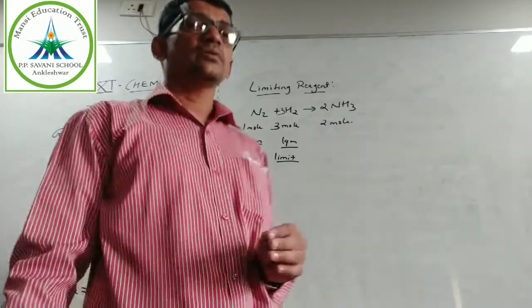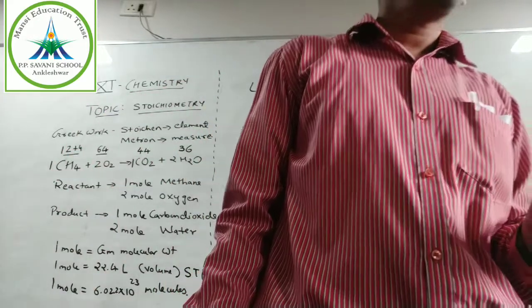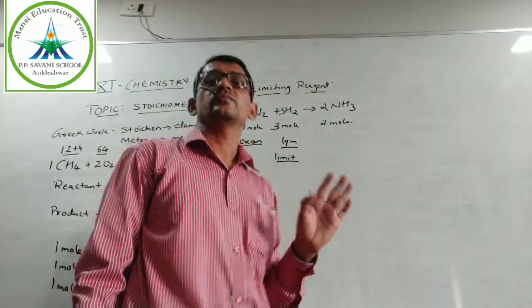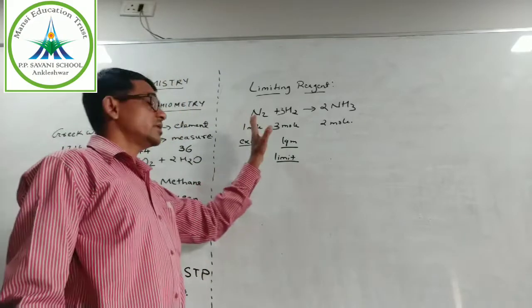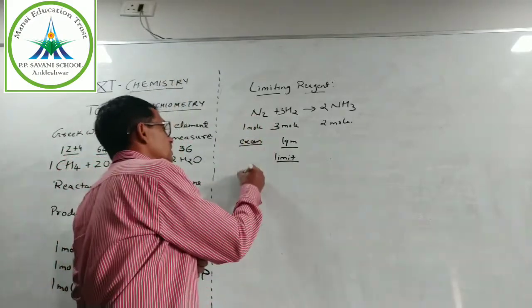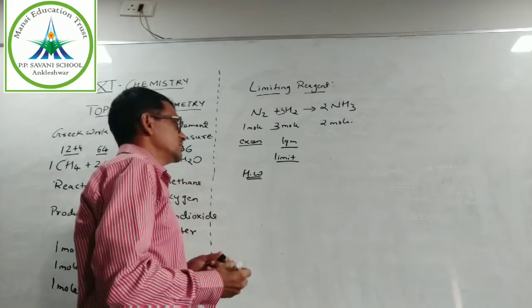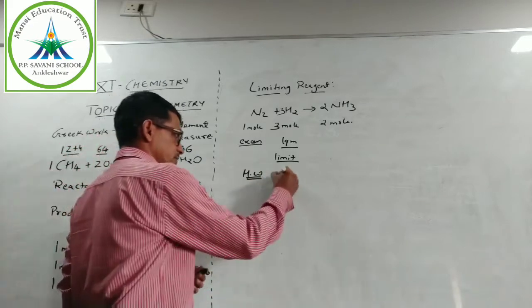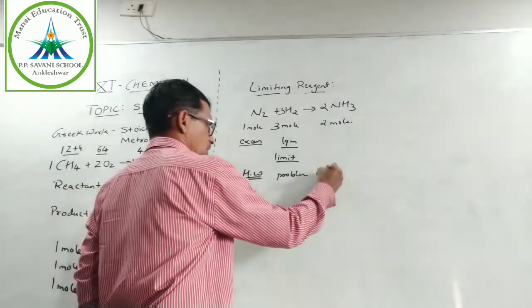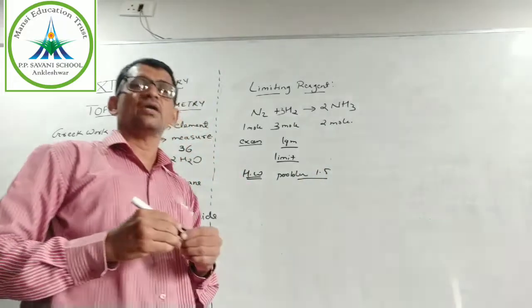Well, problem number 1.5 is related with that only. Whatever is given, so in homework try to find the limiting reagent. Problem number 1.5 of your textbook, try to solve it.